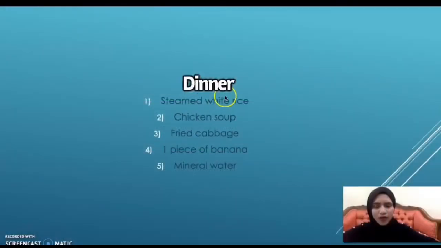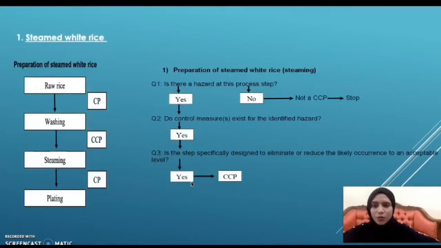in this. Steamed white rice, chicken soup, fried cabbage, banana fruit, and mineral water. For the first menu is steamed white rice. This is the food preparation flow, which we have 1 CCP in the steaming step. In the HACCP decision tree, we have determined that steaming step is one of the critical control points.